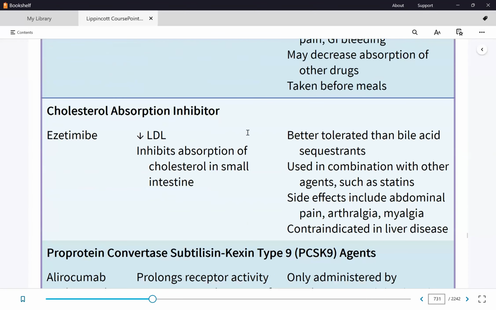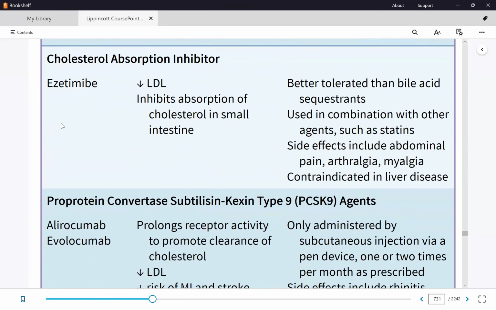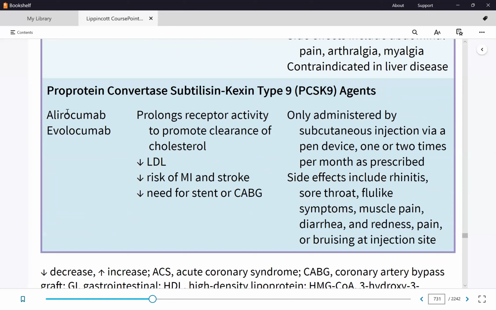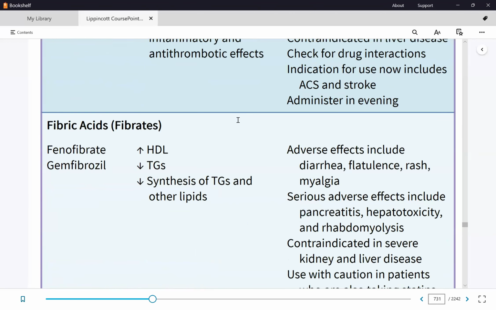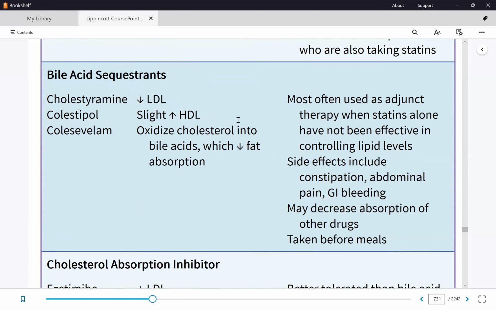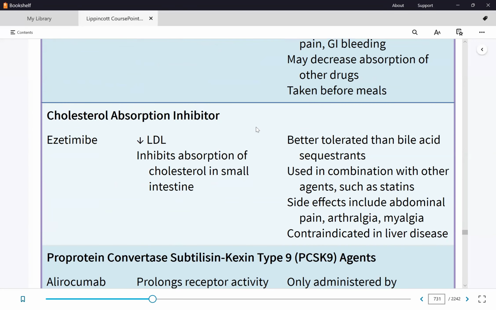Okay. And then we have ezetimibe. Sometimes they can be combined with statins at the same time. So we have combination drugs. Frankly, I've never seen patients admitted in the hospital with these two. So I'll just test you on the first four groups: statins, fibrates, bile acid sequestrants, and ezetimibe.